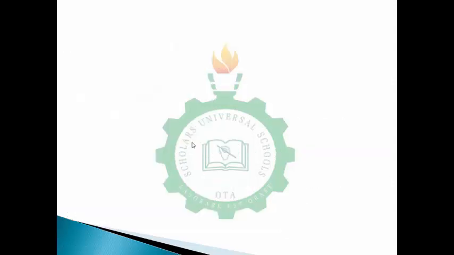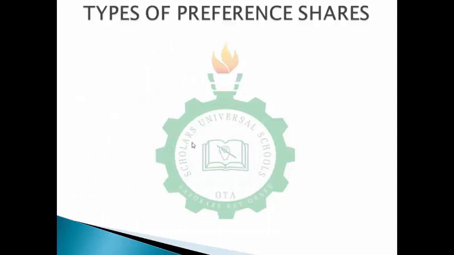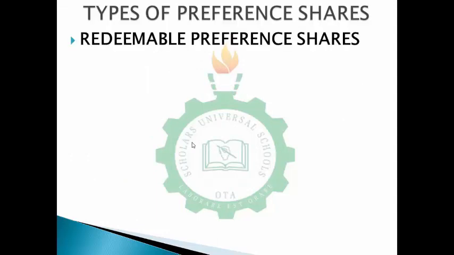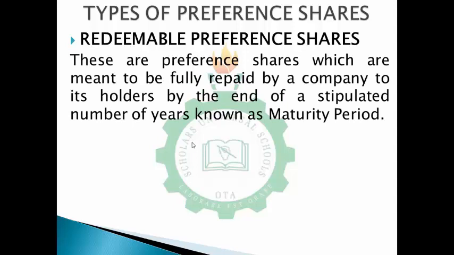So let's talk about the types of preference shares. When we talk about preference shares, we have types of preference shares. The first type is the redeemable preference shares. Redeemable is just being able to buy back. So these are preference shares which are meant to be fully repaid by a company to its holder by the end of a stipulated number of years, known as the maturity period. So for this set of people, they have preference shares, quite alright, but those preference shares are redeemable. That is, the company can buy back those shares. It's just like the company is collecting a loan. It's not a loan, so to say.